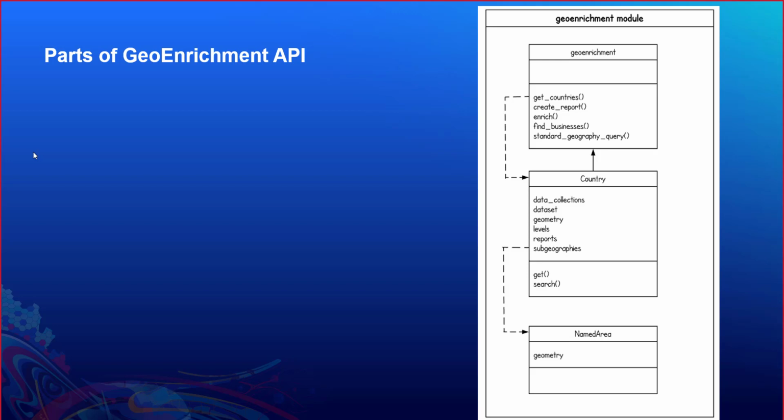We have get countries, create reports, enrich, which we already saw, which takes a given geometry and adds more statistical information to it. We have a deprecated function called find businesses and then a standard geography query. The get countries method returns a countries class, and that allows us to start accessing our information and get the named and known areas for a given location on Earth. And then from each subgeography, that's considered a named area. And then each of those is associated with a geometry.